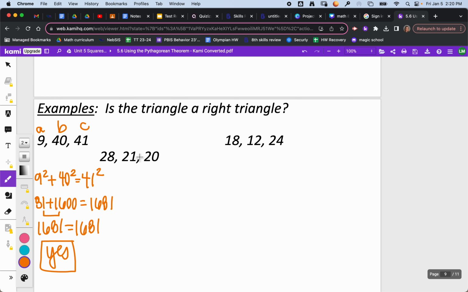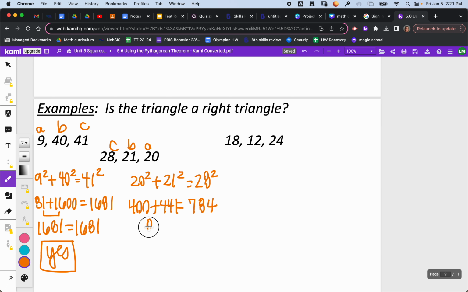Next up, we can do this one, a, b, and c, c being the largest one. 20 squared plus 21 squared equals 28 squared. 20 squared is 400, 21 squared is 441, and 28 squared is 784. If I add 400 and 441 together, I get 841, but unfortunately that does not equal 784, so this one has to be a no.